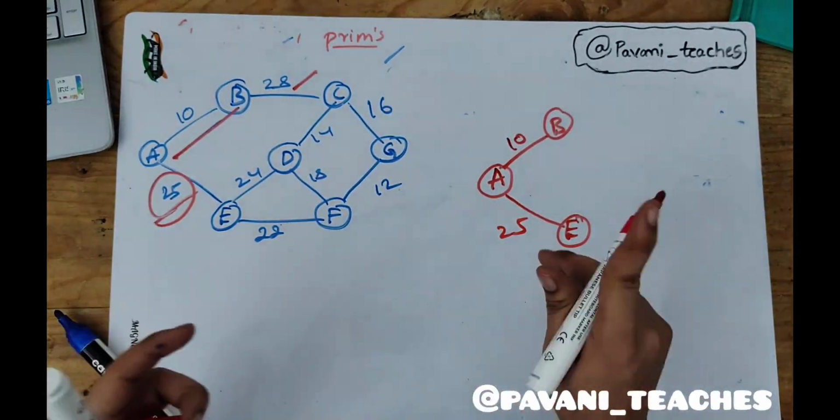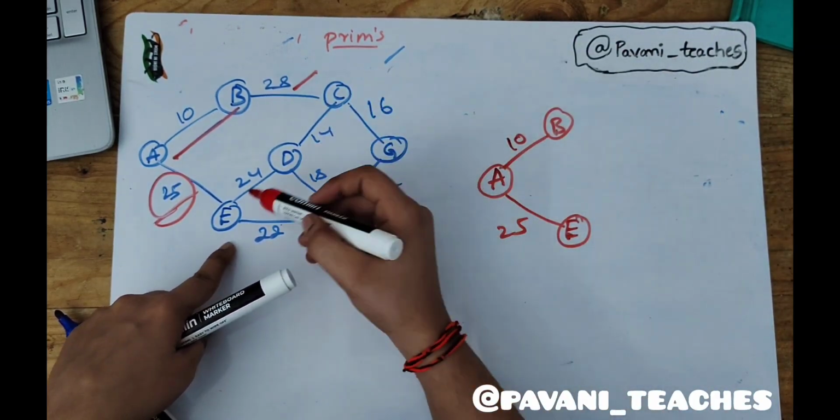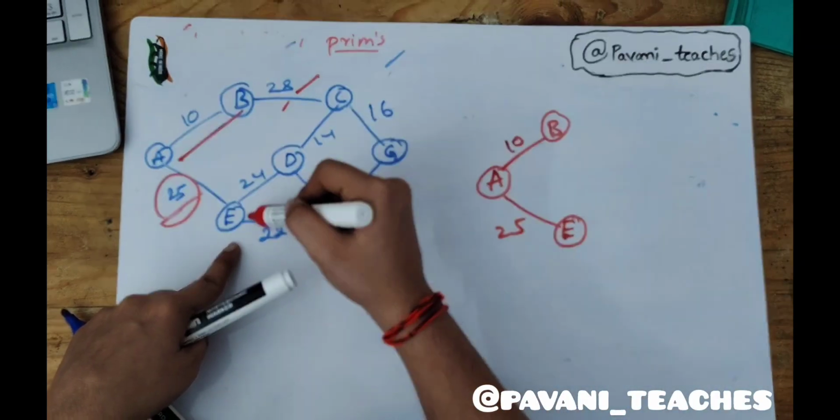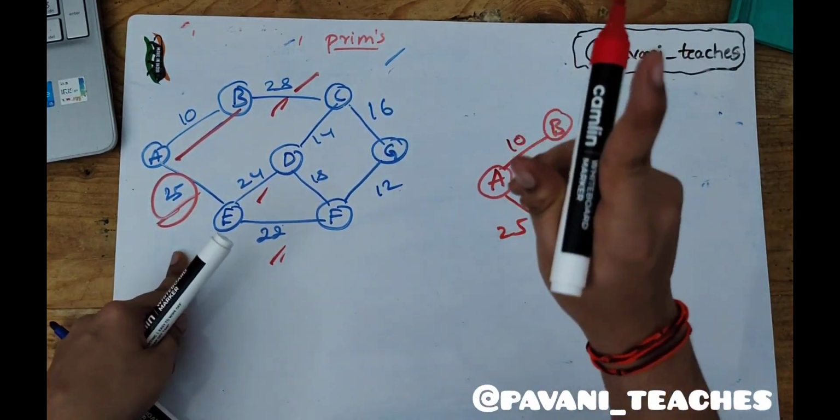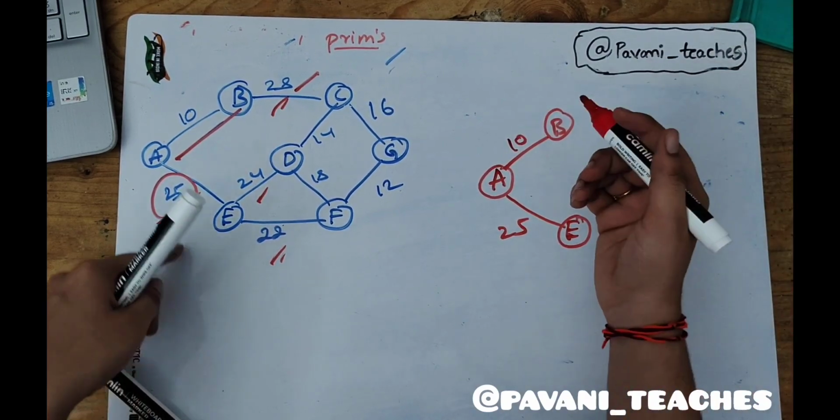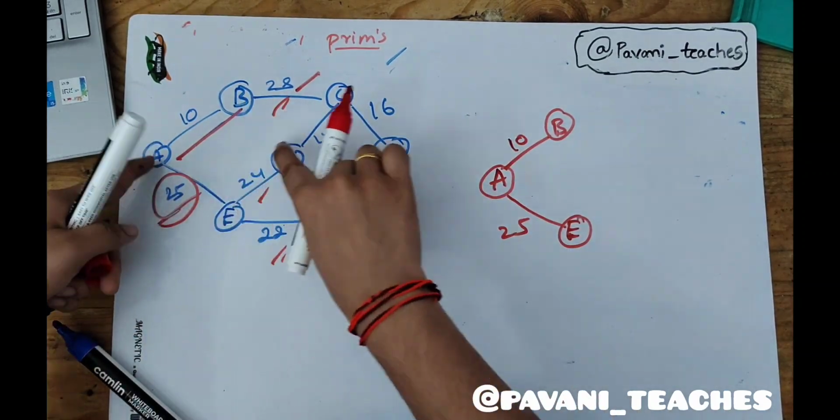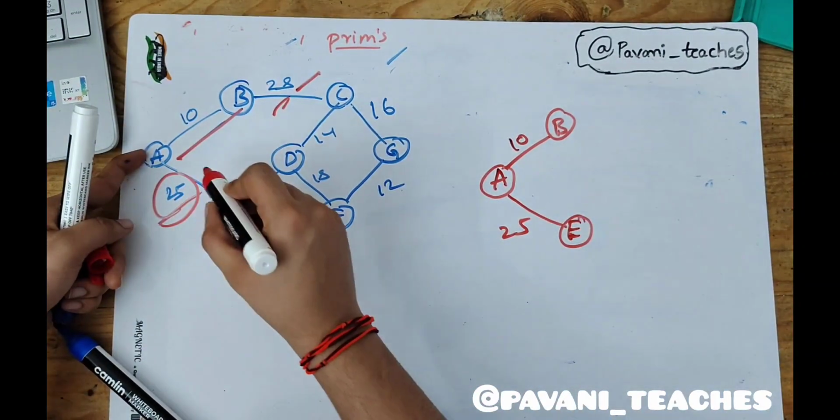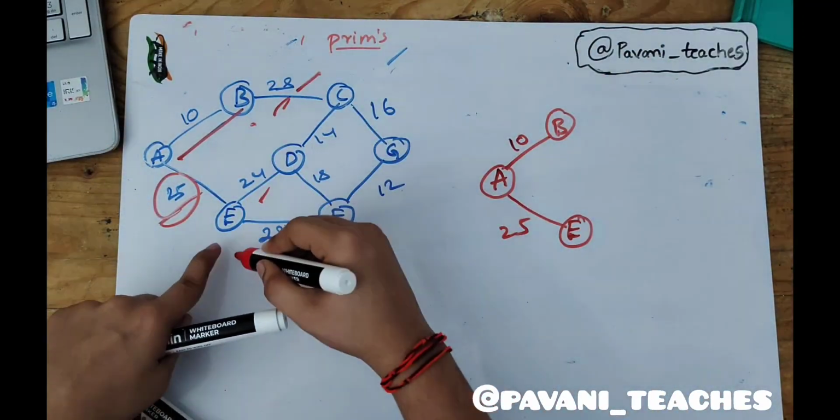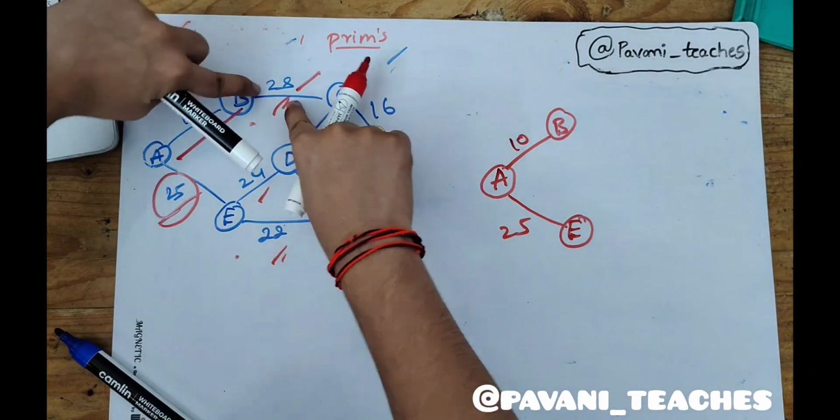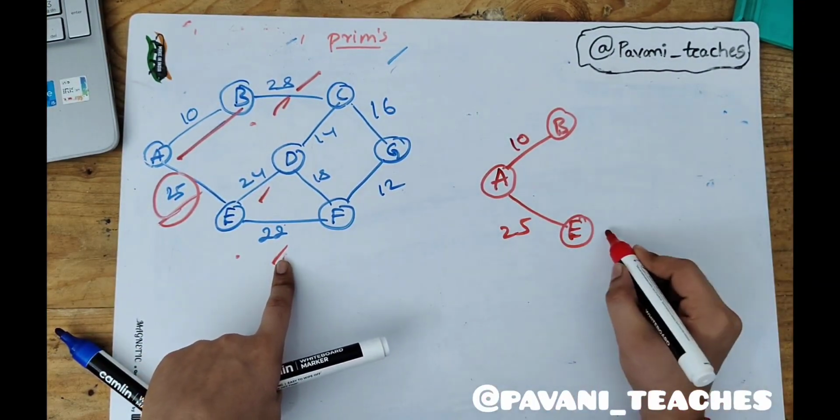Then again we have to check the next connected adjacent edges. Here we have 28, and here we have 24 and 22. We have 3 options. You have to check with every vertex connected edge. We have to check with B, we have to check with E. Also if there is another edge with A, we also need to check with A. As here we are having connections with B and E, I am checking with these two. Here we have 28, 24 and 22. As 22 is the less weighted edge, I am taking that edge here.